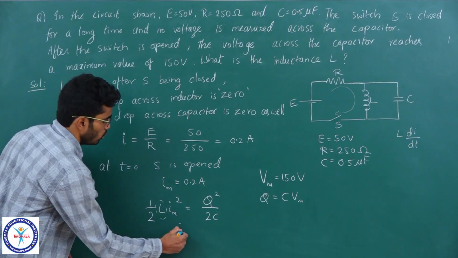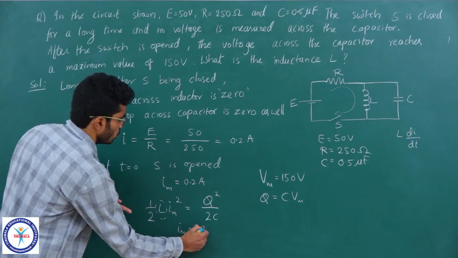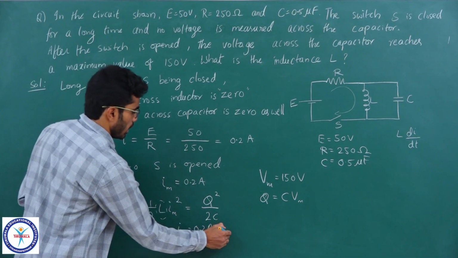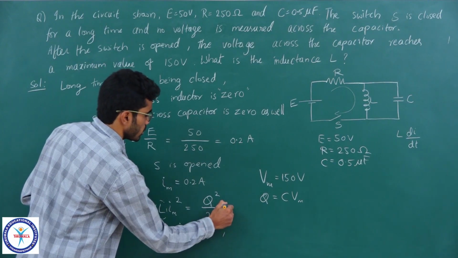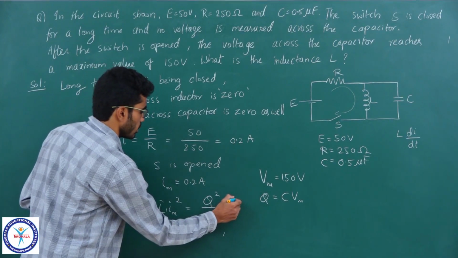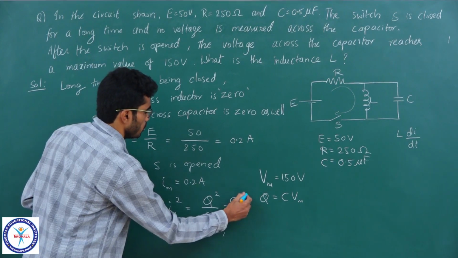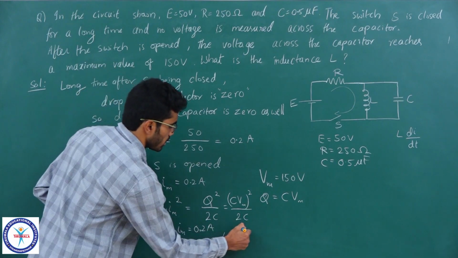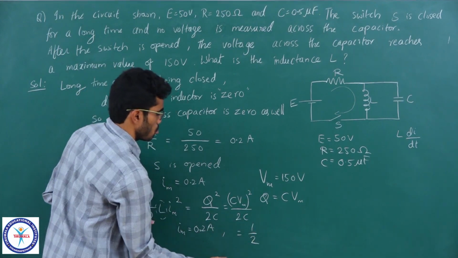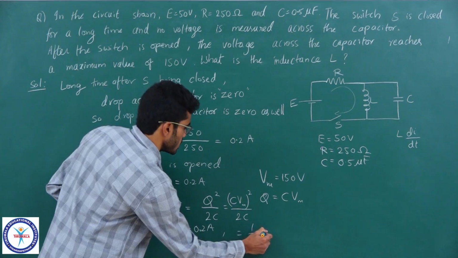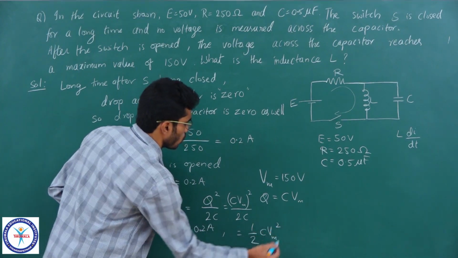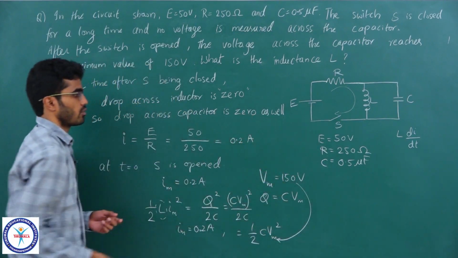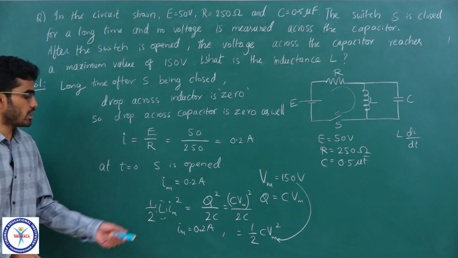We know the value of Im here, 0.2 amps, and Q is, you can substitute CVm here. So, CVm square by 2C. So, this will give you half CVm square, where you know the value for Vm also, you know the value of capacitance also. We can substitute and we can find the inductance value here.